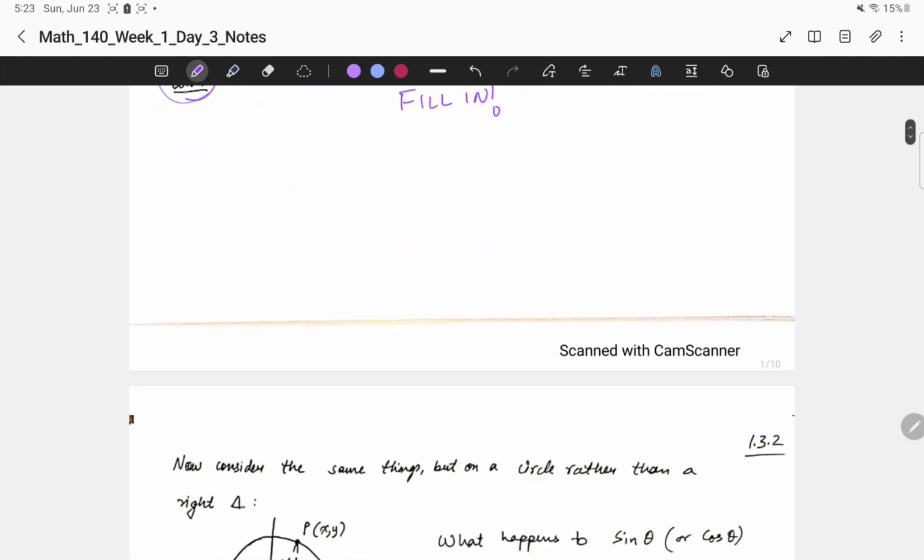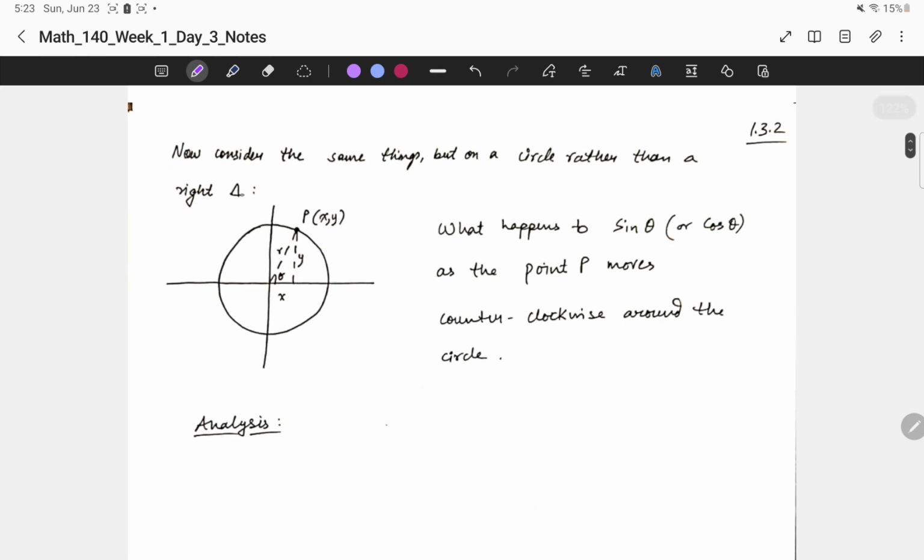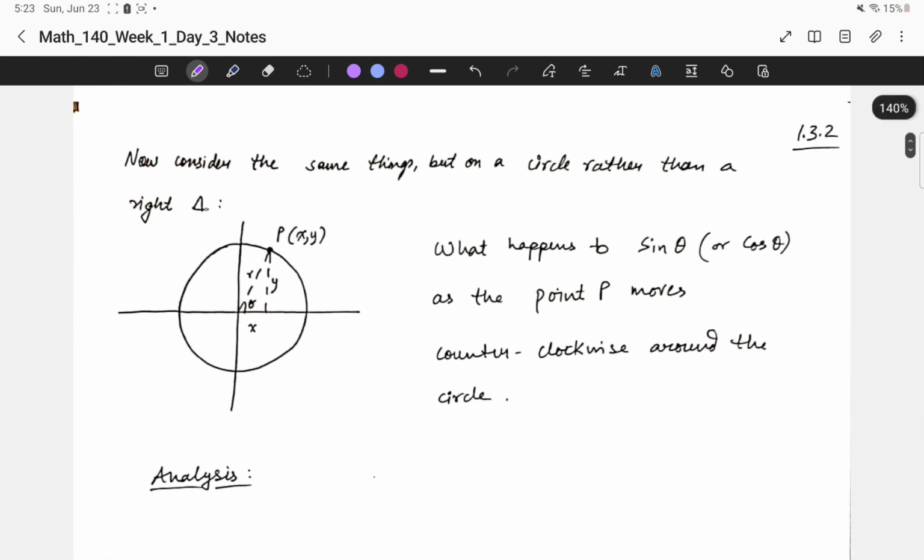Okay. Now as this point P moves counterclockwise around the circle, the values of sine theta and cosine theta are going to keep changing, right? But you will notice that for any point P, there is going to be a corresponding point in this second quadrant where this ratio y is going to be the same. Similarly, there's going to be a point in the third quadrant with the same height and a point in the fourth quadrant with the same height.